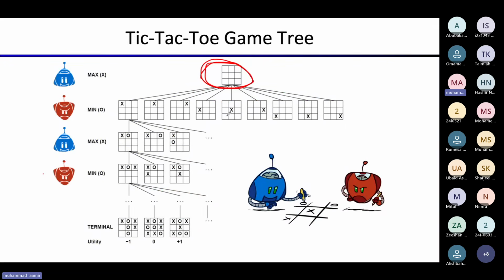Can anyone of you tell me which search is similar to the min-max algorithm? If we apply the min-max algorithm on this game tree, it is similar to which search algorithm? It is easy. I don't know why you are not getting this point.